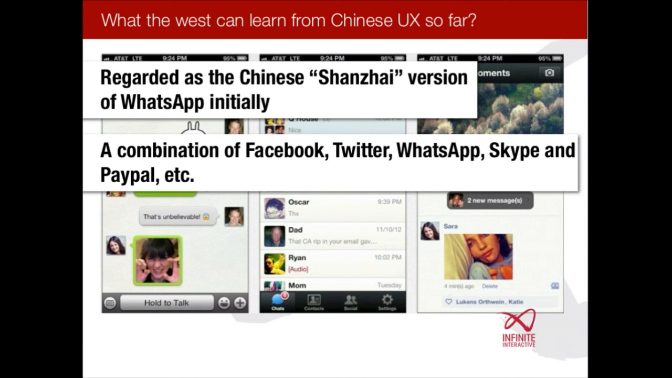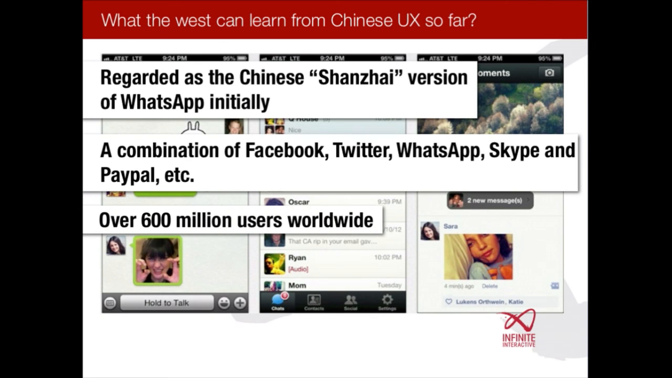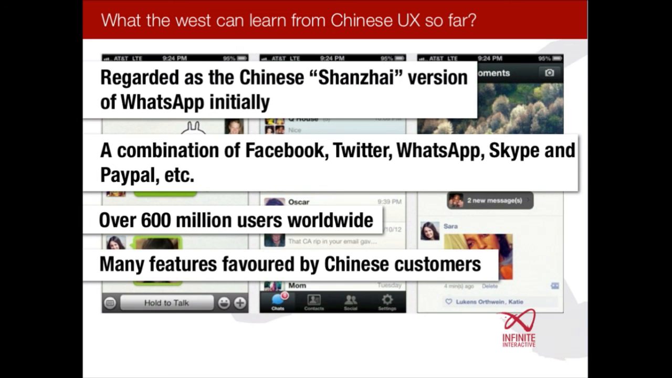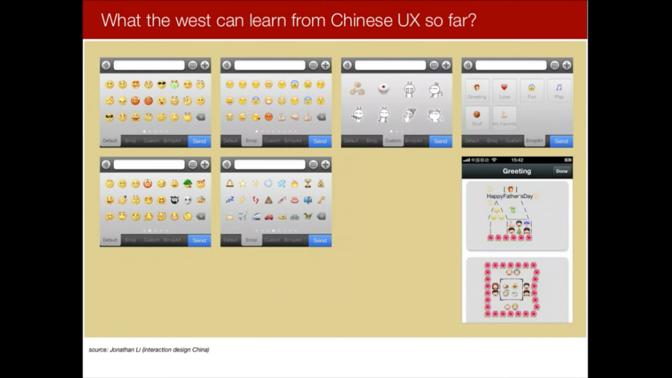You can basically run your entire social life on WeChat. And now they have over 600 million users worldwide. They have also developed many features that are favored by Chinese customers. For example, the emoticons, or stickers as you call them. China is a very expressive society. People like and use a lot of emoticons and stickers in online conversation. And they like to create images and also Chinese words by using emoticons, and even to play games with emoticons.